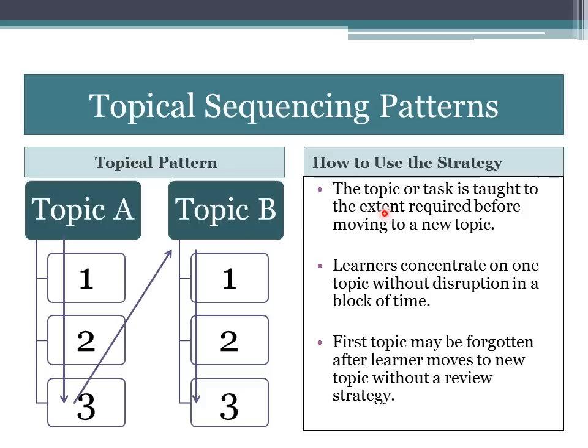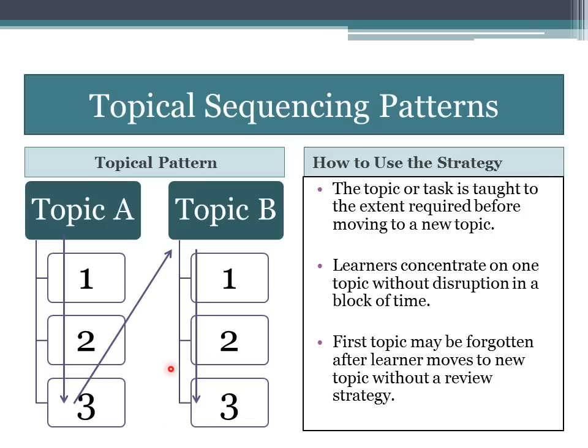The second sequencing pattern is called the topical pattern. In the topical pattern, again, you have at least two topics. The learner would learn the content from the simplest, most broadest principle or concept in topic A all the way to the desired depth. Only then does the learner move to topic B, C, or D, or so on, and then goes all the way down. This pattern has both benefits and disadvantages.